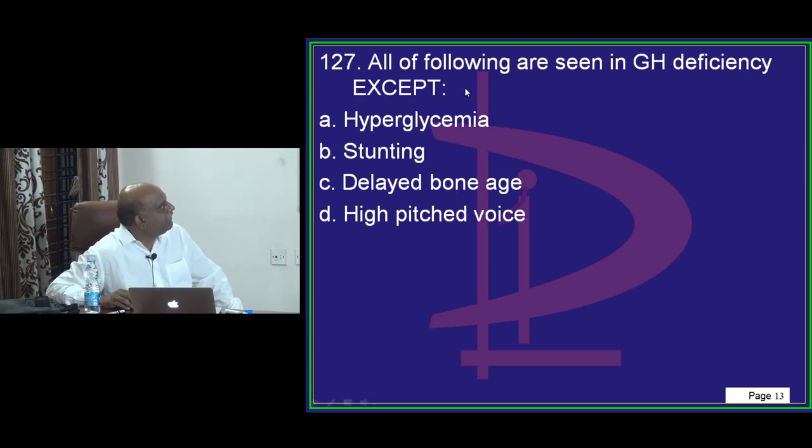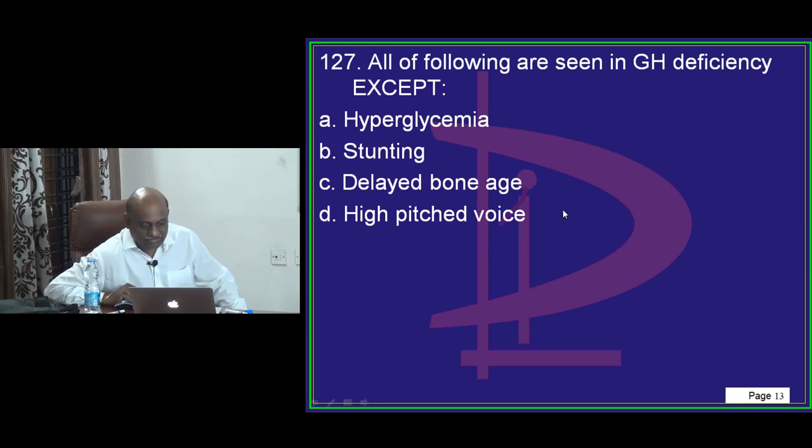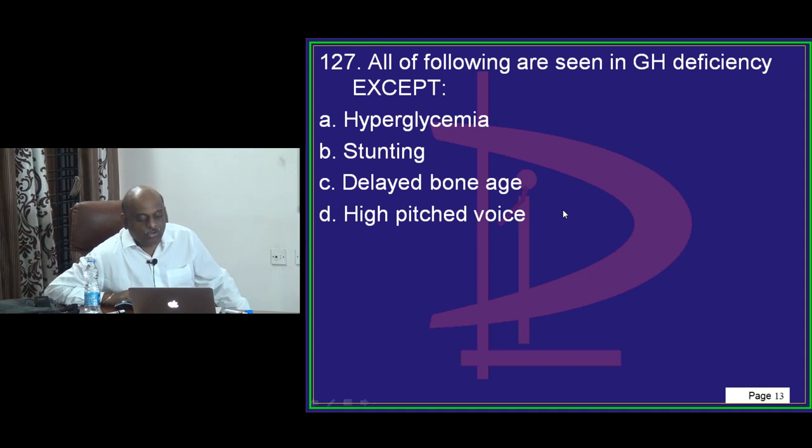About growth hormone deficiency, what is except about? 127. Yes, doc. Growth hormone deficiency.